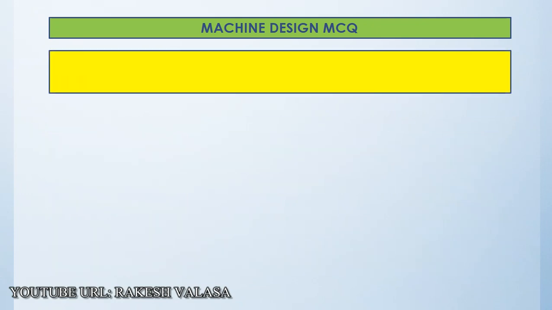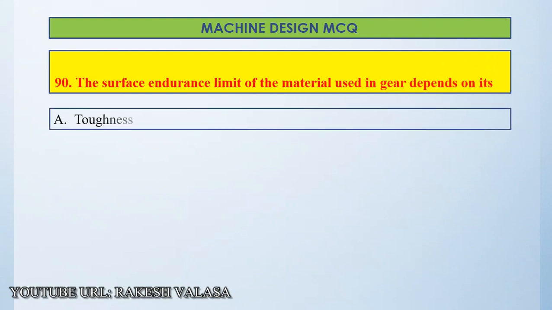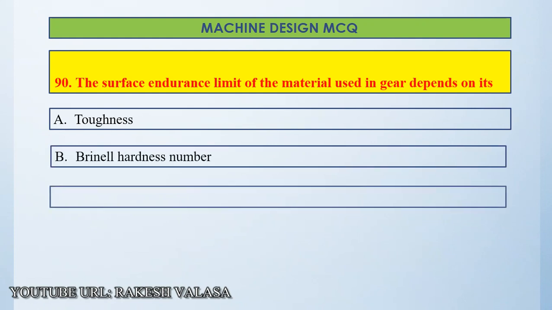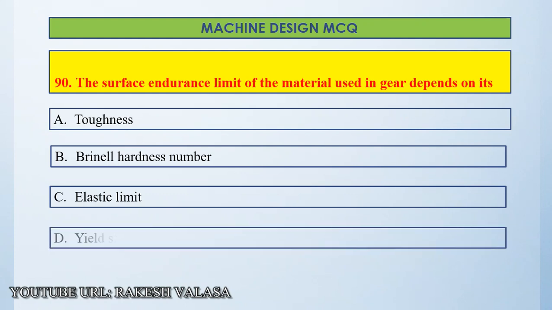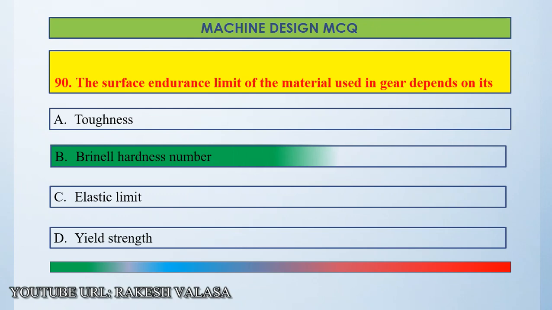Question number 90. The surface endurance limit of the material used in gear depends on its option A toughness, option B Brinell hardness number, option C elastic limit, option D yield strength. The correct answer is option B, Brinell hardness number. The surface endurance limit of the material used in gear depends on its Brinell hardness number. The short name is BHN.